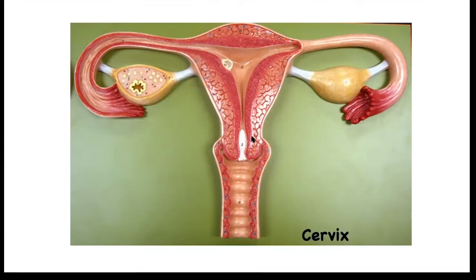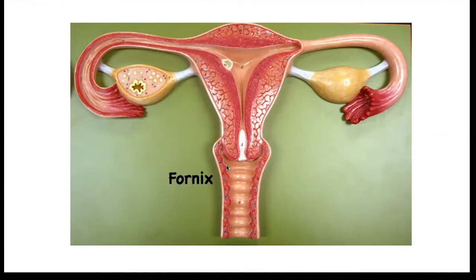The inferior section of the uterus is the cervix, this area here. The lumen that goes through the cervix is the cervical canal. The opening between the uterine cavity and the cervical canal is the internal os. And the opening between the cervical canal and the vagina is the external os.